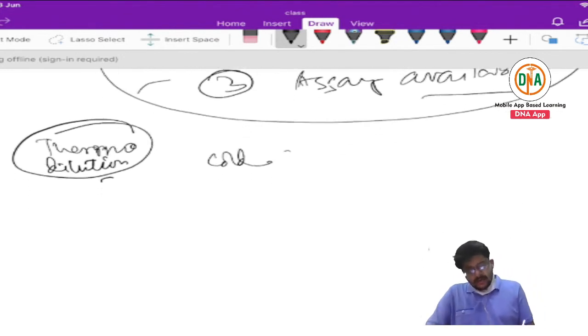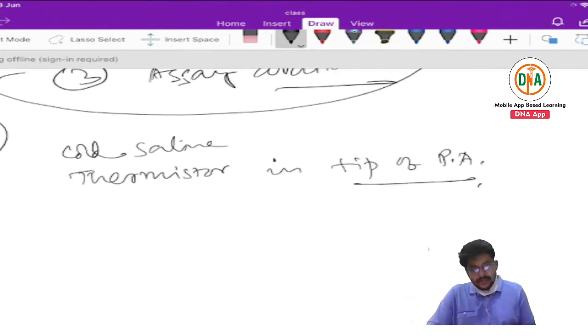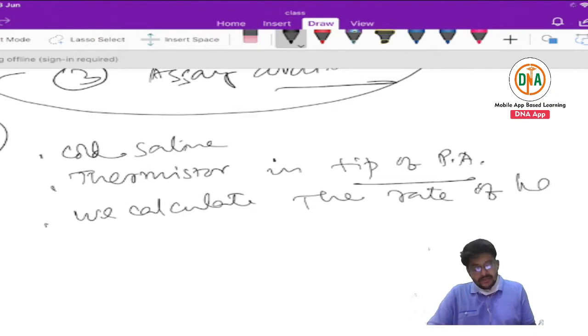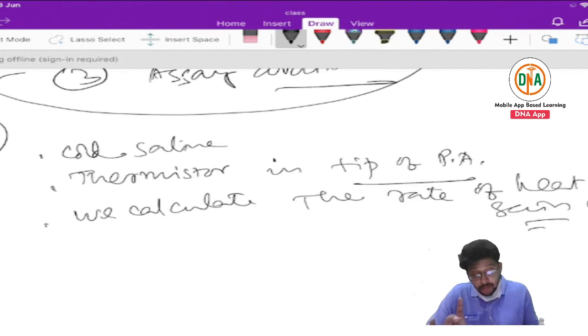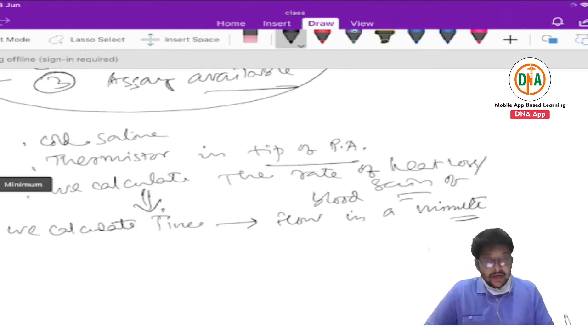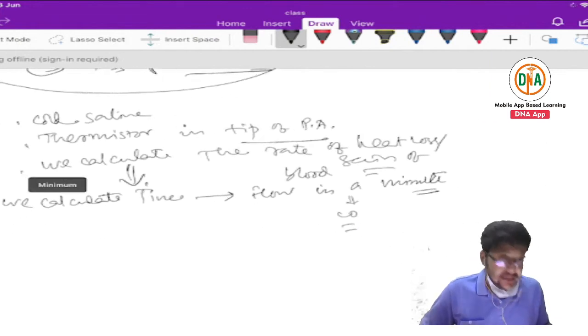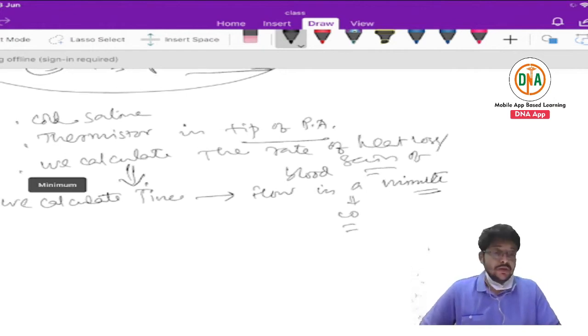So for your understanding, here we use cold saline, we put a thermistor in the tip of the pulmonary artery, and we calculate the rate of heat loss or gain of blood by the use of the thermistor. And from there, we calculate time, and this gives us flow in a minute. So flow in a minute is cardiac output. So I will give you 30 seconds. Take the note, and we'll move on after this to blood pressure.